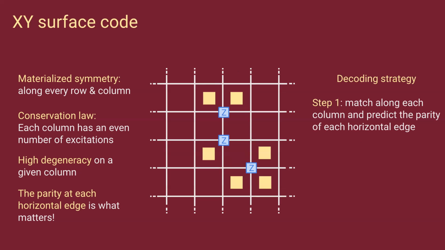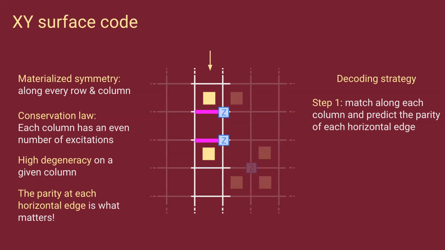Okay. So step one of the decoding strategy is to match on each column and predict the parity at each horizontal edge. And for any materialized symmetry, you can design such a decoding strategy. Yeah, replace the word column with the support of the operator that defines the symmetry, and horizontal edge by support. Exactly. Every time I have a linear materialized symmetry, I can apply this.